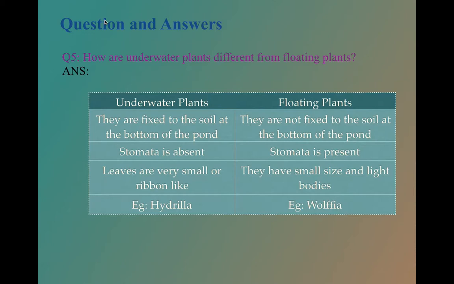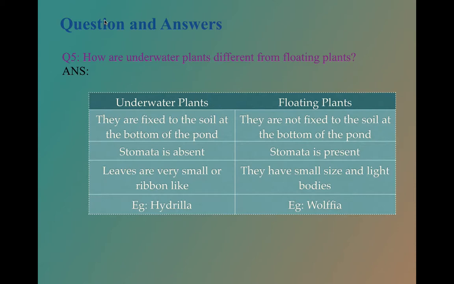Coming to the fifth question, how are underwater plants different from floating plants? This question's answer also you have to do in a table. Draw a table, part into two. The first portion for underwater plants and the second column is for floating plants. In underwater plants, you have to write they are fixed to the soil at the bottom of the pond. Then stomata is absent. Then leaves are very small or ribbon-like.